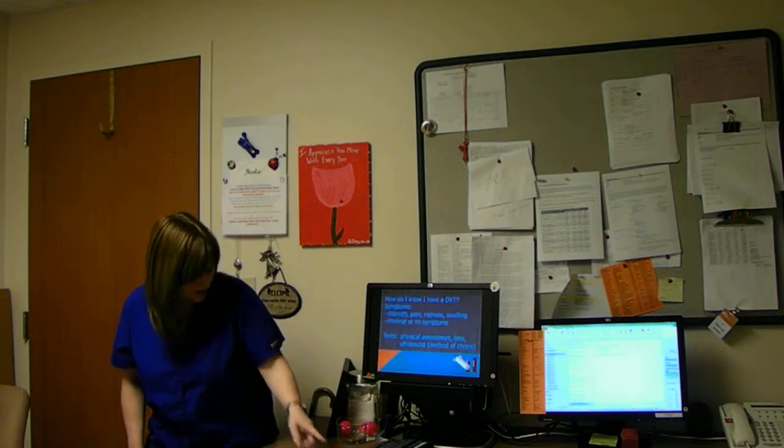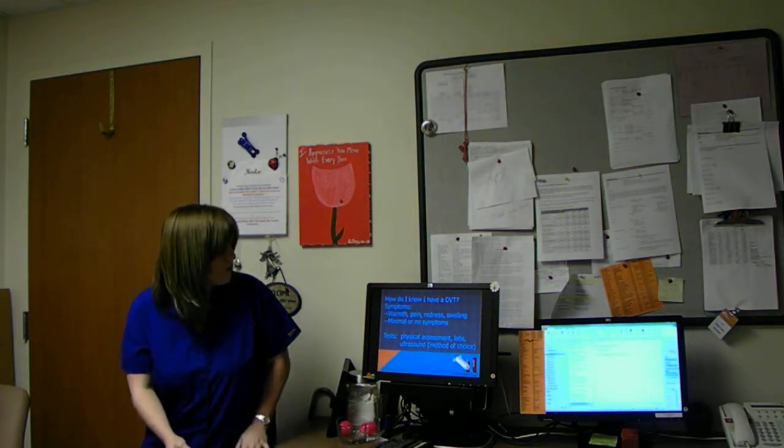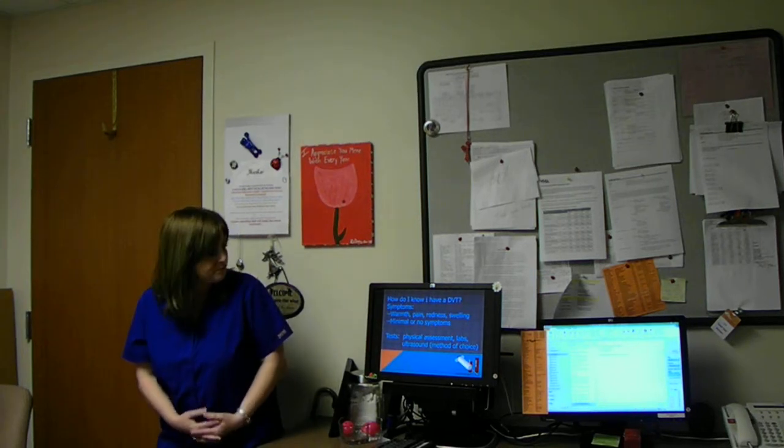Since we've learned who's at risk, let's move on now to detect symptoms. So, how would you know you have a DVT? As the clot blocks the circulation, it can cause warmth, pain, redness, or swelling, and you may have possibly minimal or no symptoms at all.